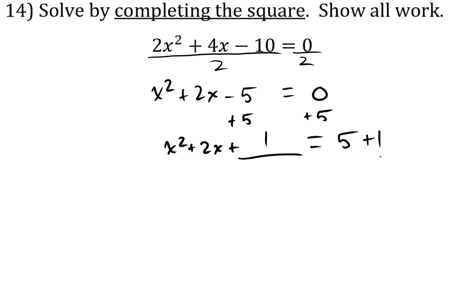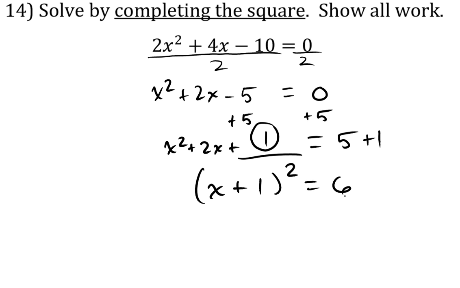When I do that, I now have a perfect square trinomial on the left-hand side. This can factor as x plus 1 quantity squared. Again, the square root of x squared is x, the square root of 1 is 1, and the sign that goes between them will be positive. So that's the left-hand side. The right-hand side is the number 6.